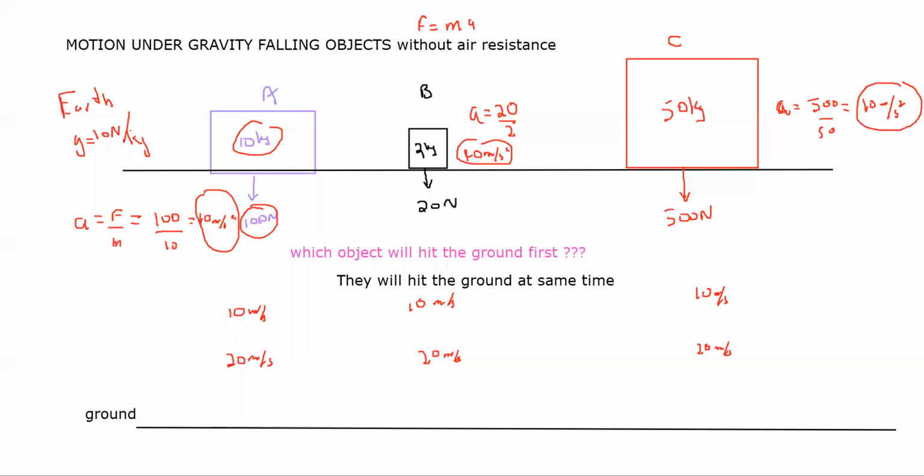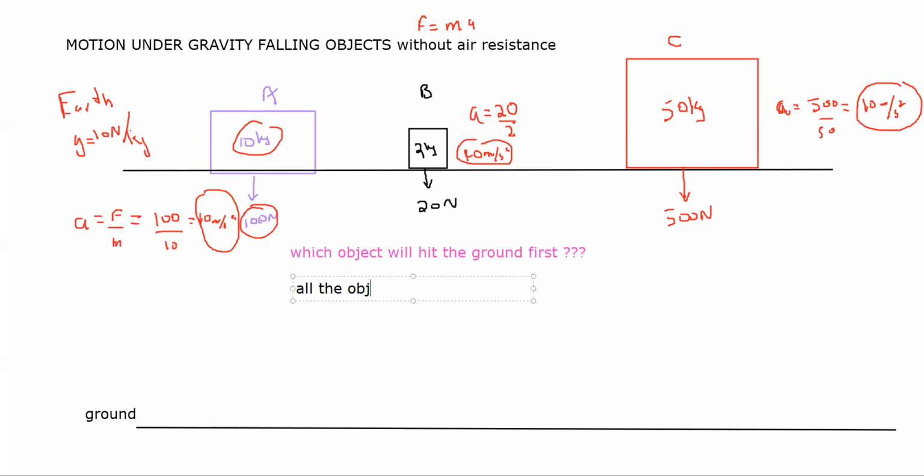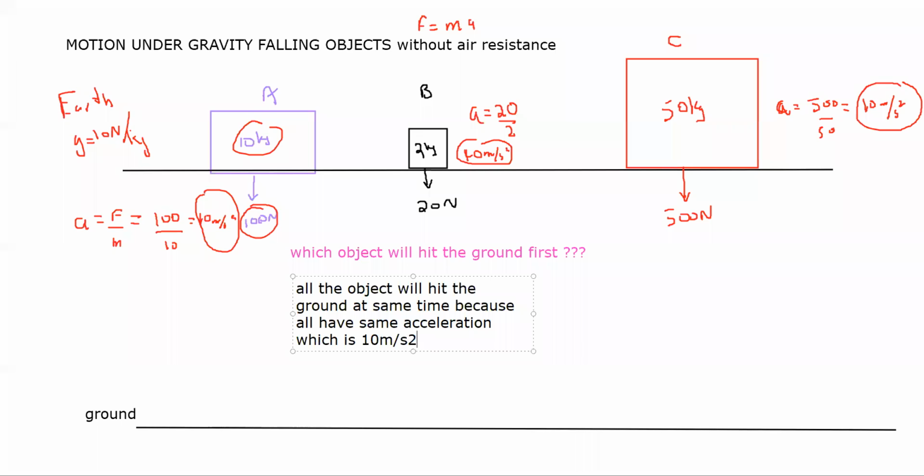So whenever you drop objects from the same height, all the objects will hit the ground at the same time because all have the same acceleration, which is 10 meters per second squared, known as acceleration due to gravity.